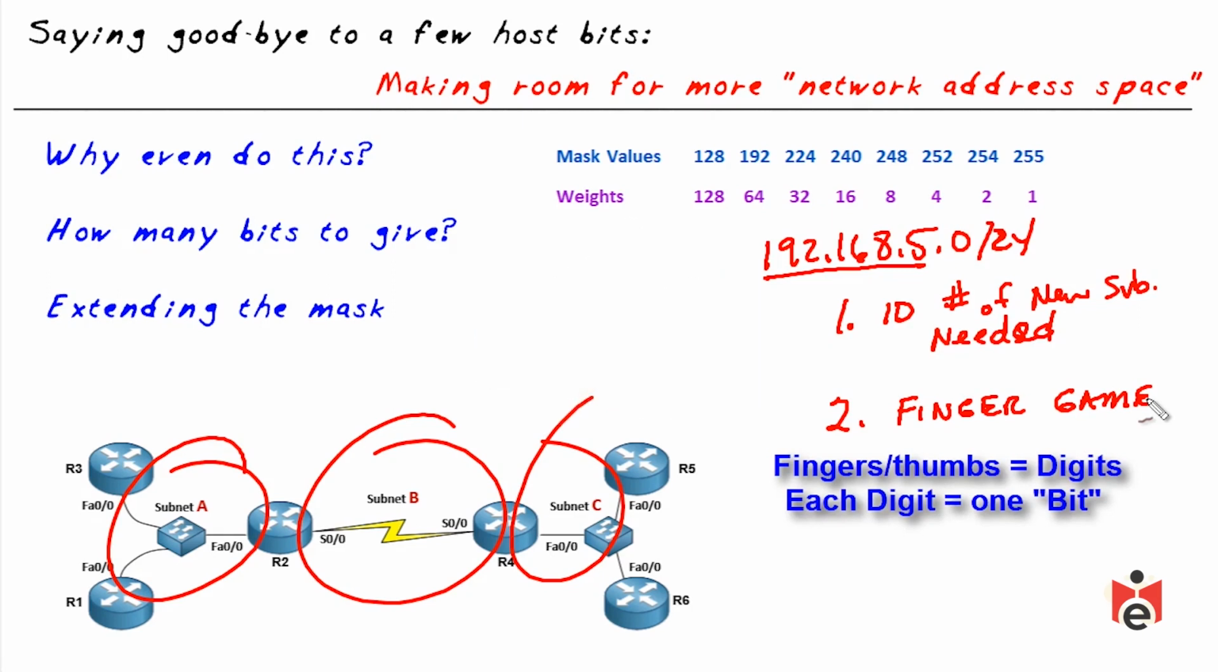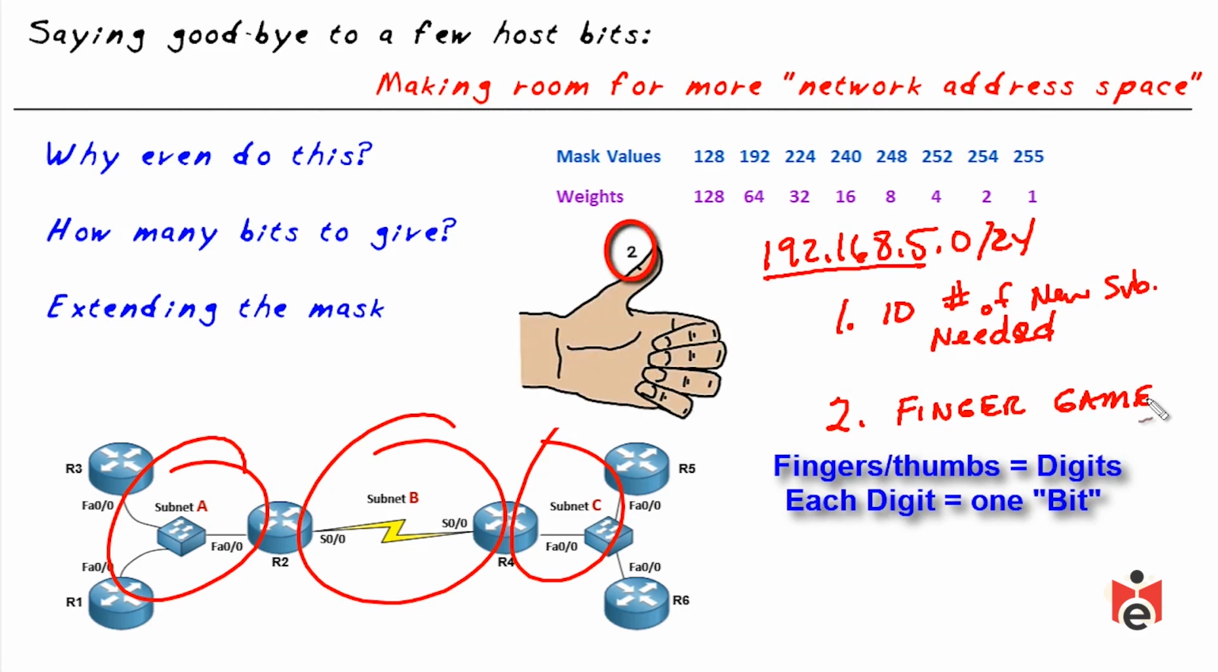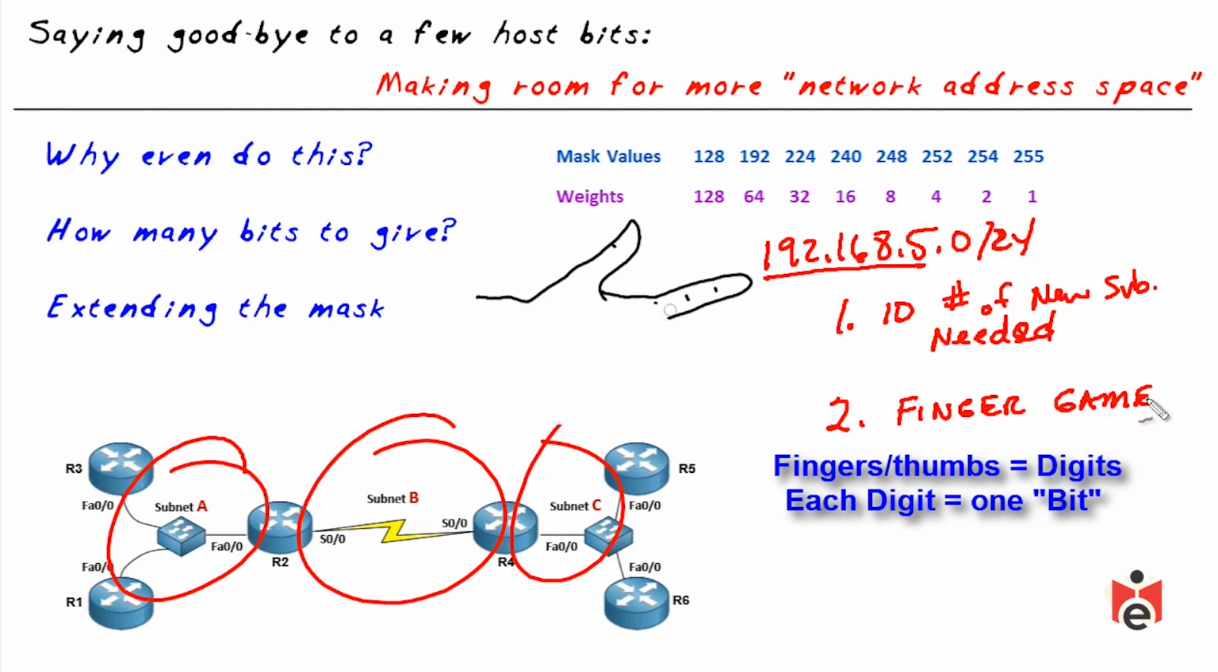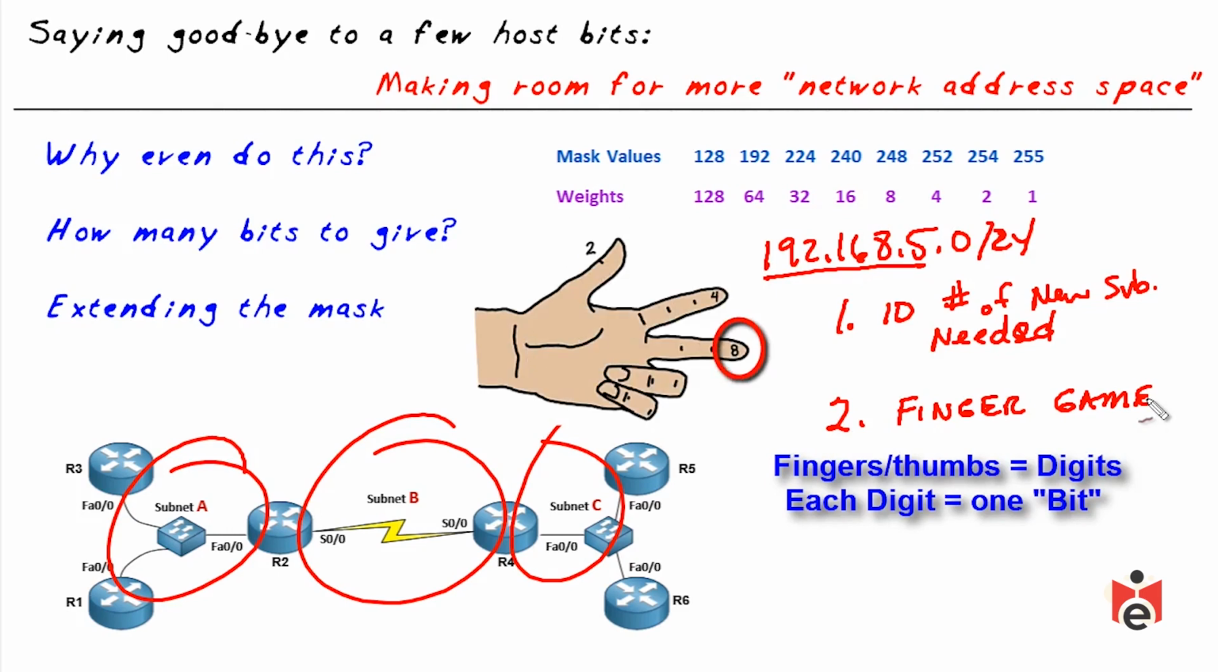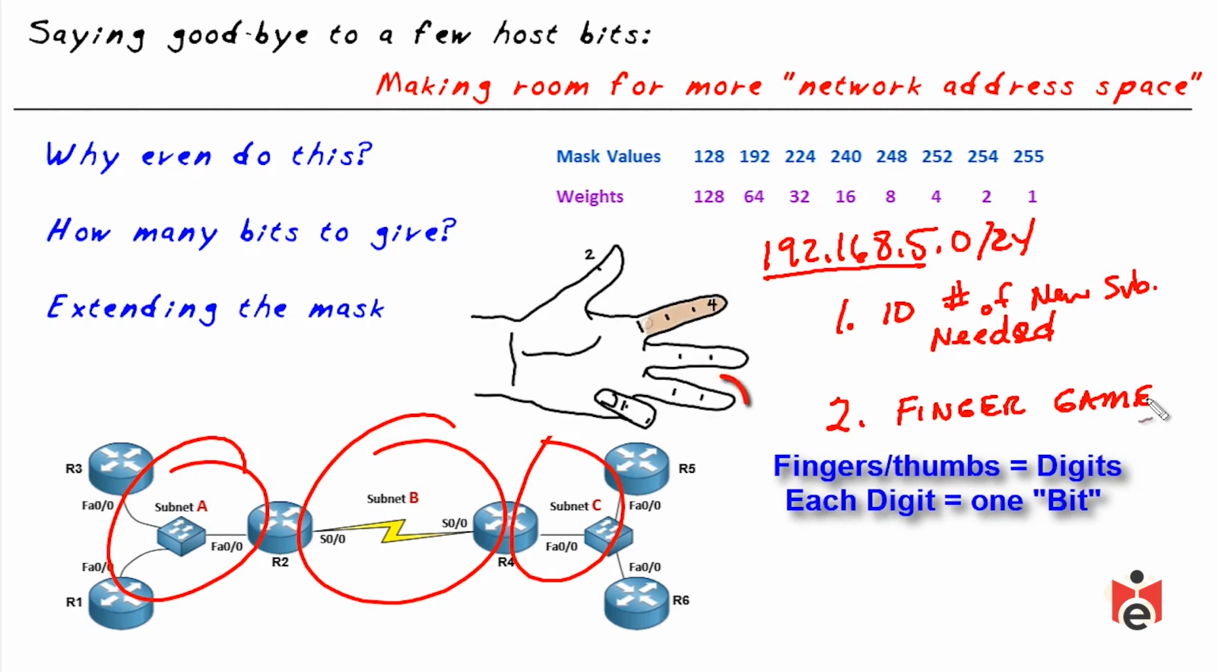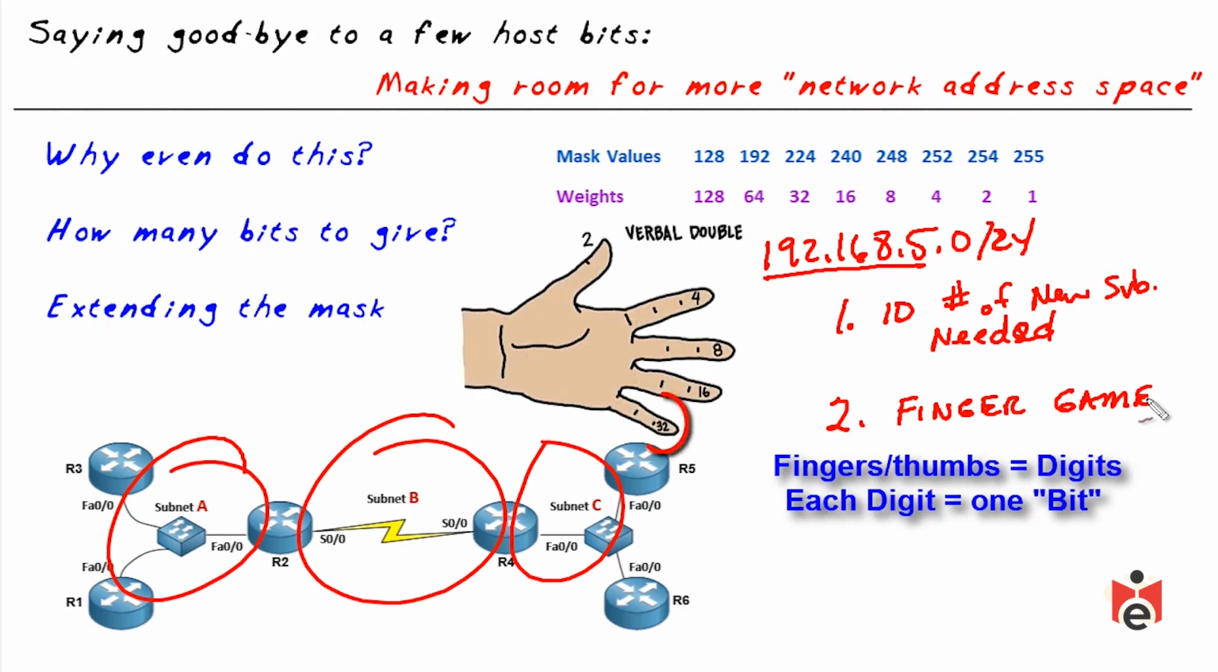So let's start from scratch, and let's see how many subnets we could create if we stole or took 5 host bits. The game always starts like Fonzie. You make a fist, you put your thumb in the air, and on the back of your thumb there's a 2. The next thing we do is bring up our pointer finger and verbally double that number to 4. Bring up another finger, so we have 3 digits in the air, and double the number to 8. Bring up another digit, double the number to 16. Bring up another digit, now all 5 digits are up, and double that number to 32.